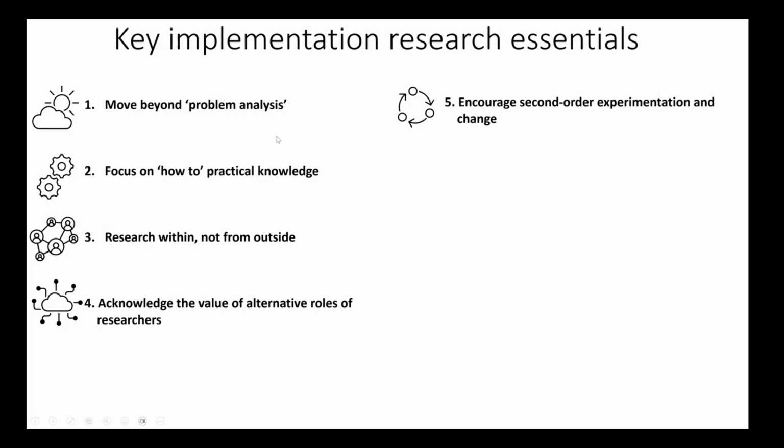So, moving on from problem analysis, focus on that practical knowledge, get stuck in, understand your roles could be quite different to what you might think is traditional research, and encourage second order experimentation and change. Utilize other sciences. I've touched on that. Be reflexive. I think there are still quite a lot of implementation scientists who know there's something wrong with the science, perhaps not having the impact we want in reality, but haven't quite figured out exactly why. But some have been very reflexive, like Alison Metz and Laura Damschroder, who were saying we need to evolve what we're doing.